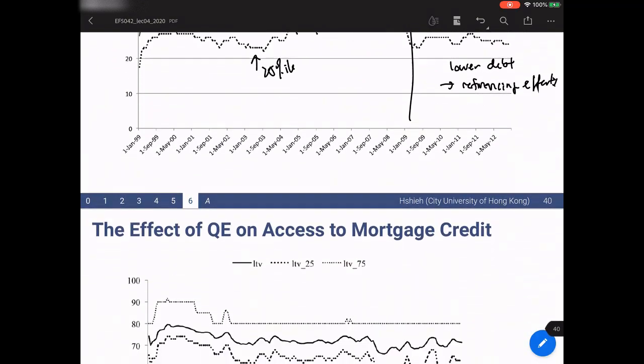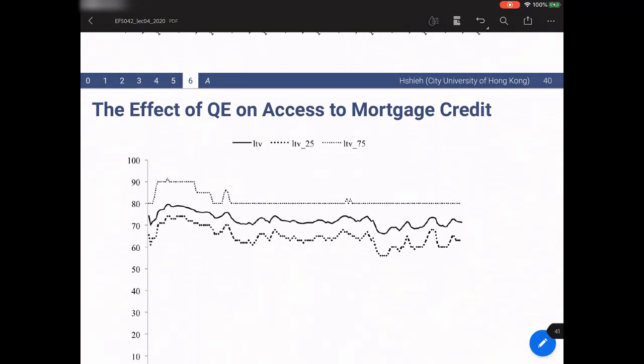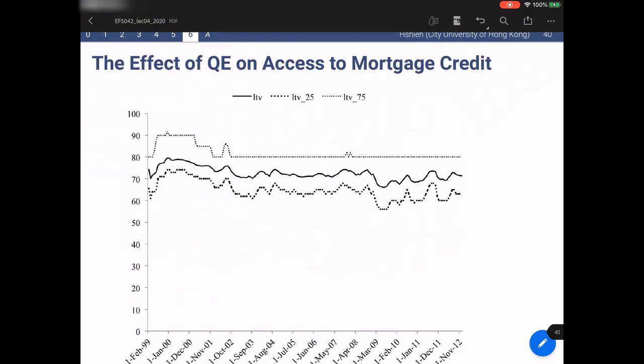However, do people have a stronger ability to buy houses, however? And based on this other measure, we see that no. Okay, the loan size actually looks like it's smaller. Okay, so let me tell you what this graph is showing.